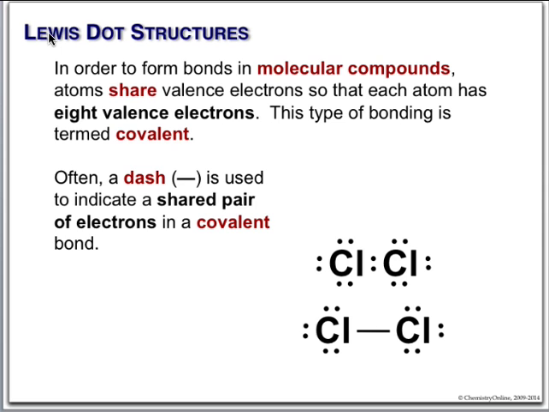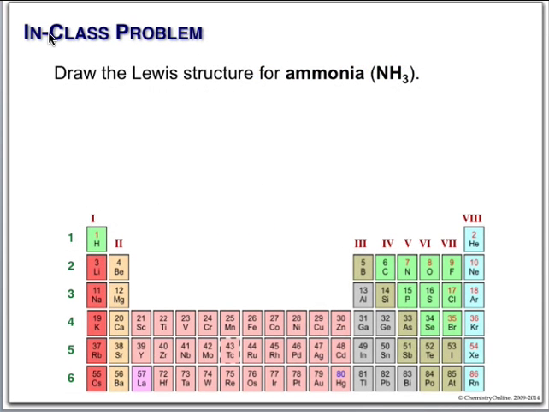Any questions? All right, let's go ahead and build a molecule. This is ammonia, NH3. When you draw ammonia, nitrogen is going to be in the middle, and your hydrogens are going to be around it.